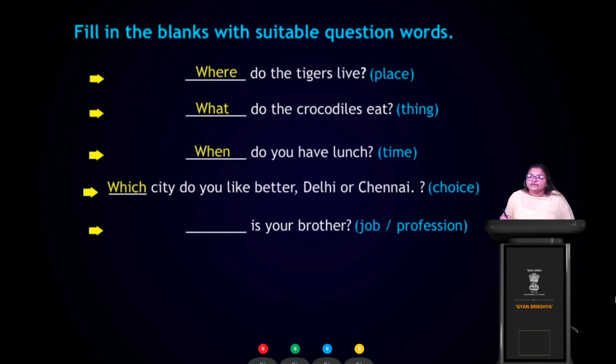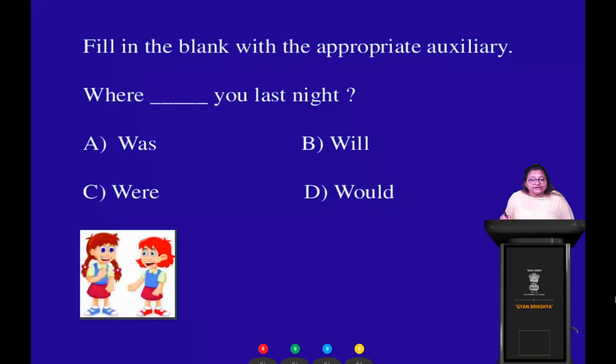Okay, so again, fill in the blank with the appropriate auxiliary. So where dash you last night? Where dash you last night? There are four options given to you: was, will, where, and would, right? So what you have to do is, again, fill in the blank with the appropriate option out of the four options given to you. Clear?